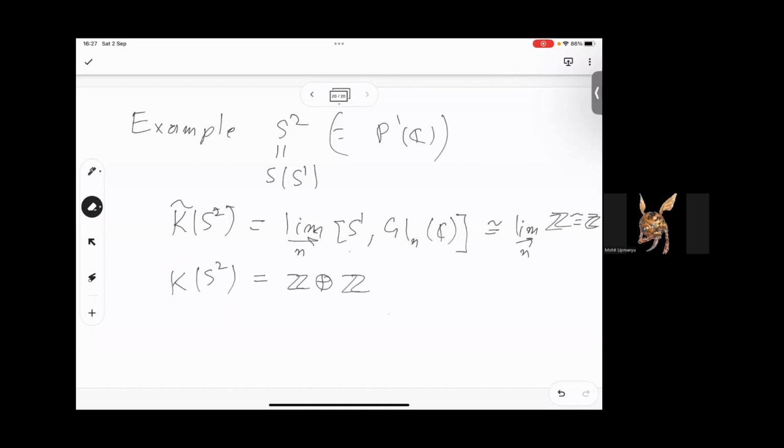But one thing to note is that I have not been able to compute the ring structure here, right? So that's one problematic point, which I'll leave as an exercise. Another thing to note is that if we knew the homotopy groups of GL_n(C), we would be able to compute this for higher and higher spheres. That's just a point I wanted to make.